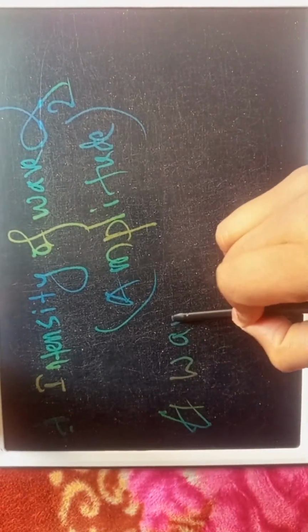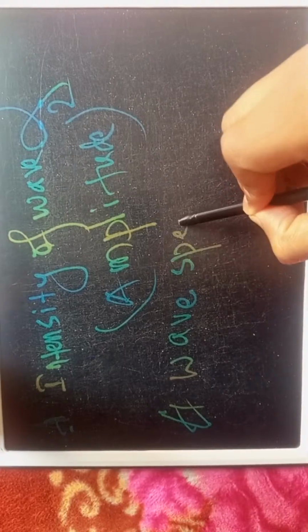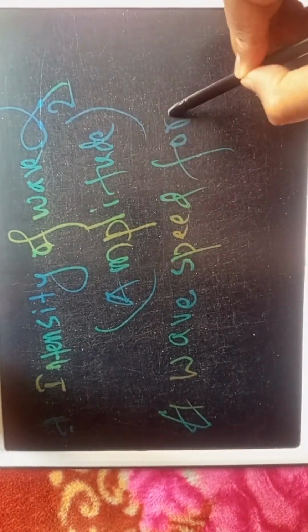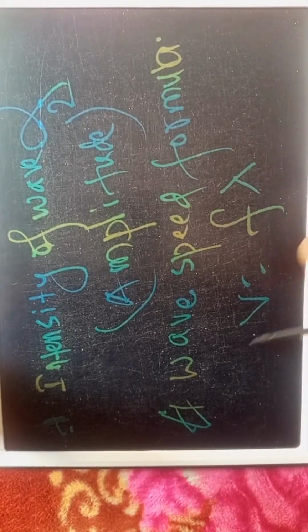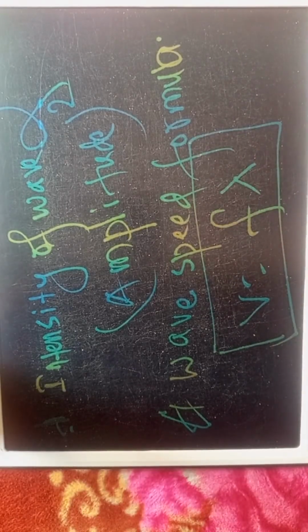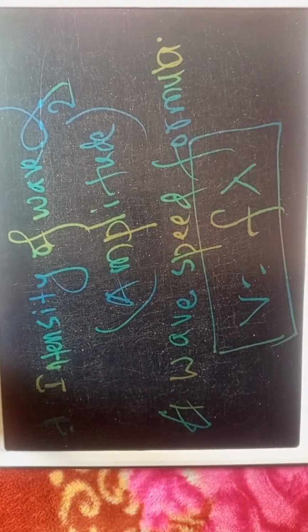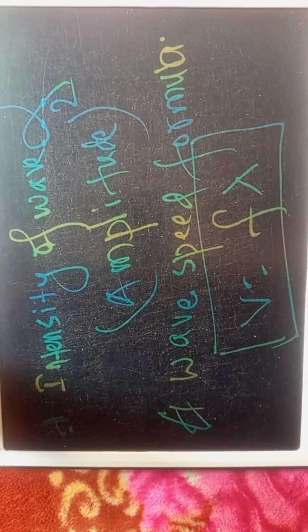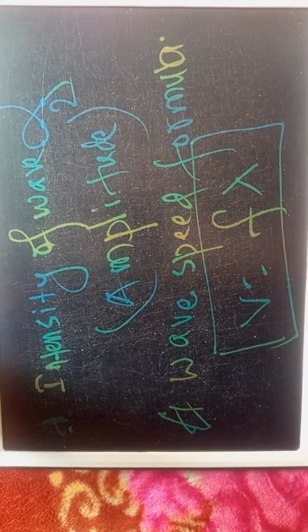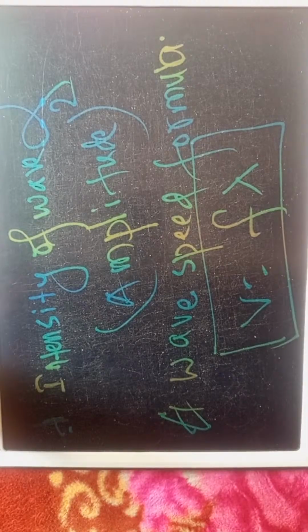Wave speed formula. What is the formula of wave speed? Most important: V is equal to f lambda. Wave speed formula: V is equal to f lambda.